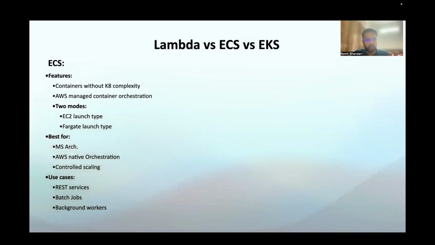ECS, now containers without Kubernetes complexity. Okay, AWS managed container orchestration is there. We already saw it has two modes, EC2 launch and Fargate launch. It is best for microservices architecture, AWS native orchestration and controlled scaling, right? And use cases could be batch jobs, REST services, background workers.